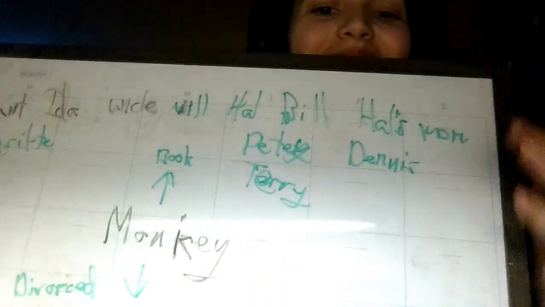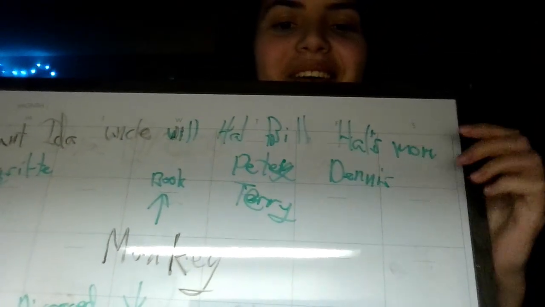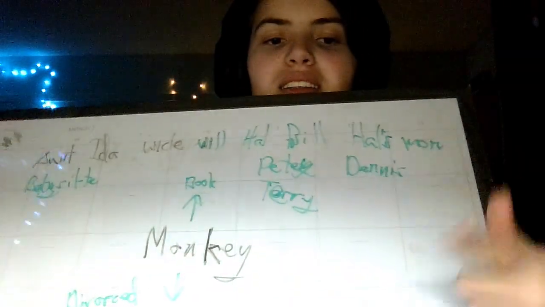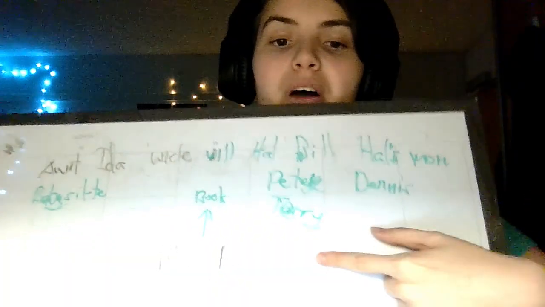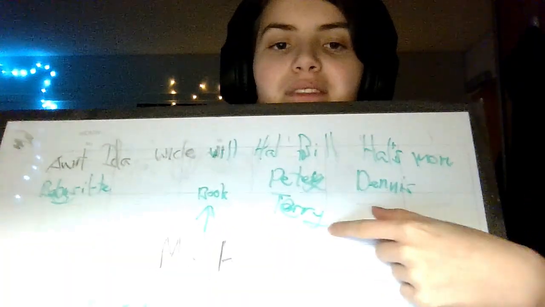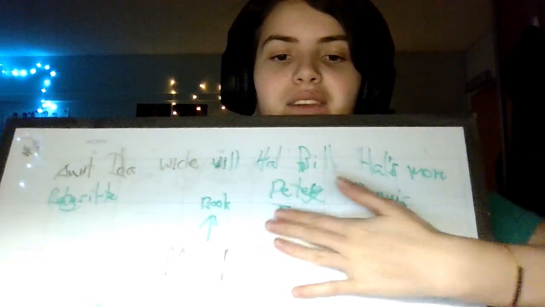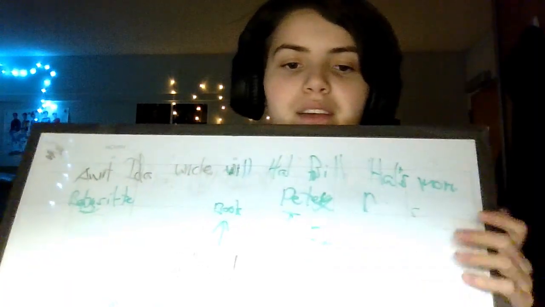So in the book, our main character is Hal, and he has 2 sons named Petey and Dennis, a daughter named Terry, and then a wife named Terry. Terry and Dennis are not relevant to the story. All that matters is Hal and Petey.